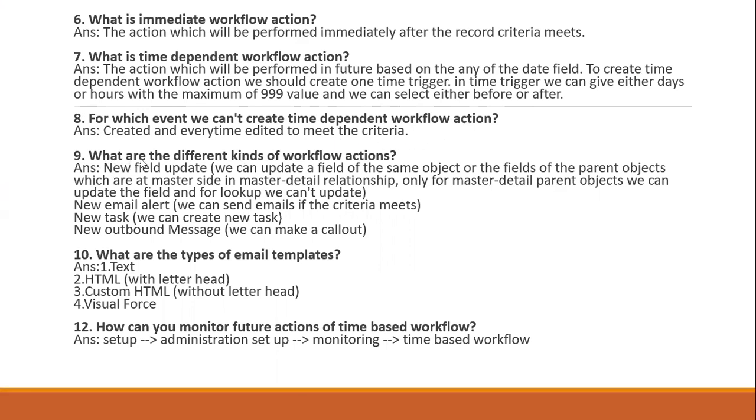Next question: what are the different kinds of workflow actions? Field update: we can update fields of the same object or fields of the parent object, which is in a master-detail relationship. But only for master-detail parent objects can we update the fields, and for lookup we cannot update. Email alert: we can send emails if the criteria is met. New task: we can create a new task. Outbound message: we can make a callout.